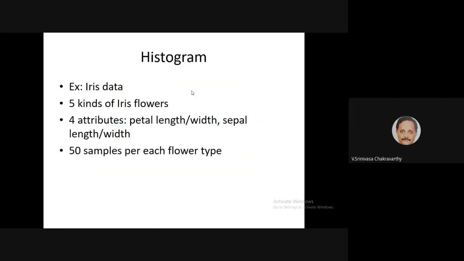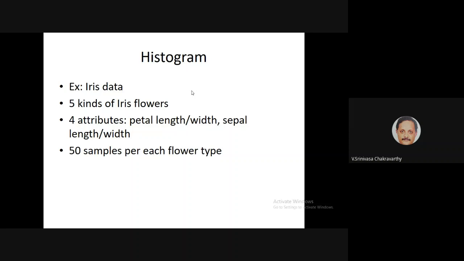Okay, so then let us look at the histogram. We have already seen a simple way of looking at the distribution using a histogram. But a histogram is good for only scalar data. What if you have multidimensional data? How do you depict that? You can do that using a bunch of histograms, as it is done in this case.